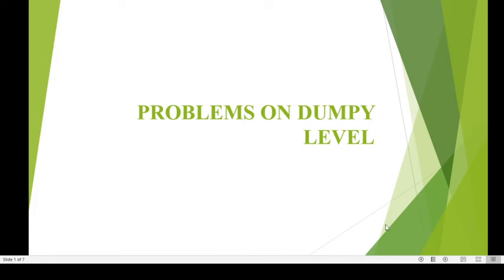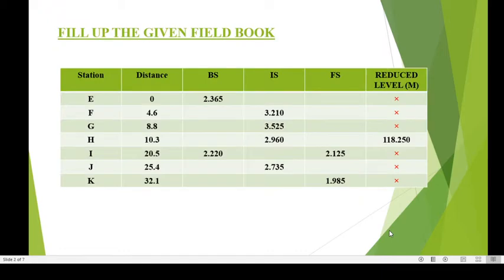In this video lecture, I will be discussing how to solve a problem on the dumpy level. So let us begin. First, we will see what the given problem is. Here, a field book is given in which some values are required to be filled up.